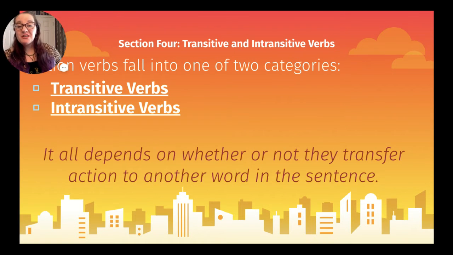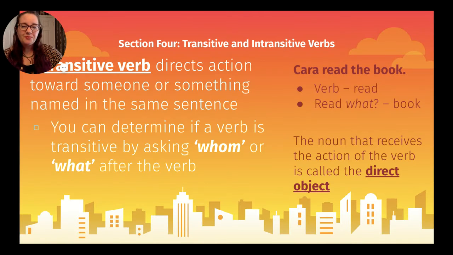Now, action verbs can fall into one of two categories. They can either be transitive verbs or intransitive verbs. And it all depends on whether or not they transfer action to another word in the sentence. So let's take a look at what that actually means. So if a transitive verb directs action towards someone or something named in the same sentence, you can determine if a verb is transitive by asking whom or what after the verb.